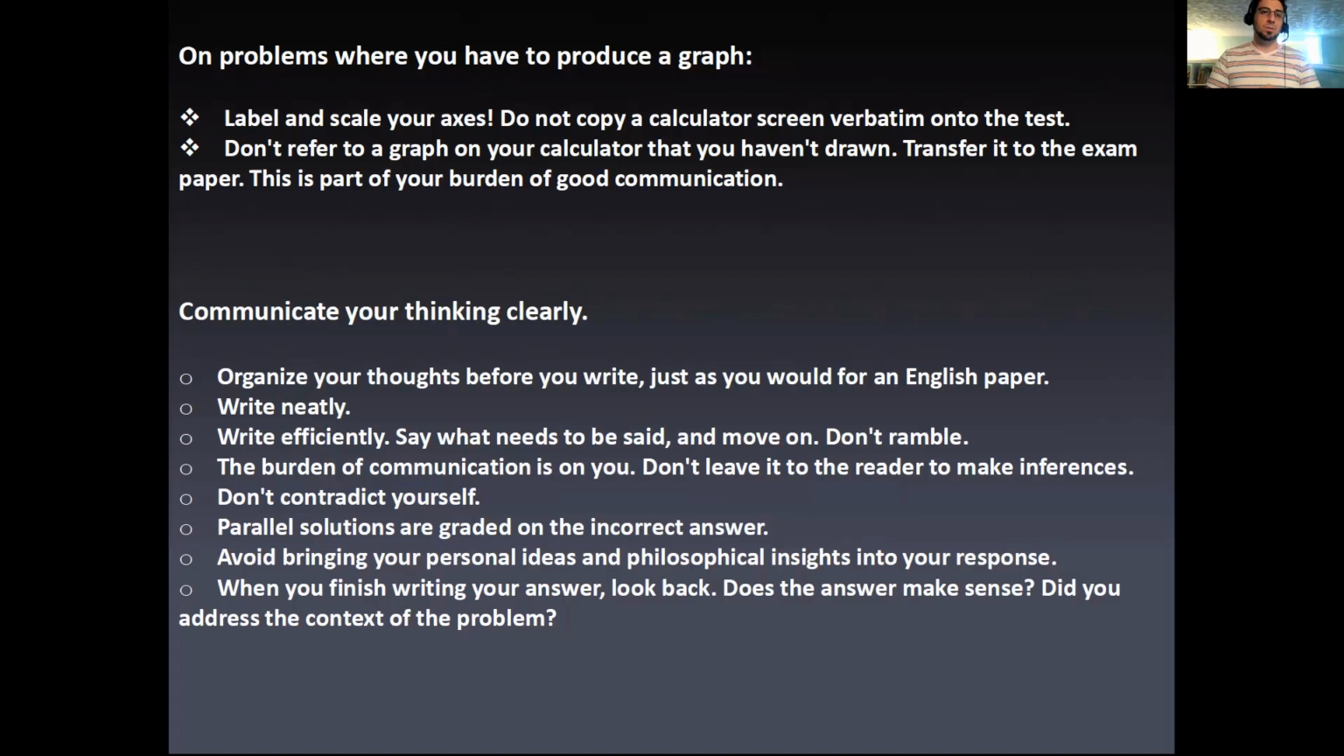and that's just part of doing good statistical communication. Also, on that note, make sure you communicate your thinking clearly. Organize your thoughts before you write, just as you would on an English paper, where we have to write an essay. Make sure you write neatly and clearly. I can't tell you how many times I've had to return a student's paper because I just could not read it and decipher it. It might have been right, but I couldn't tell what they wrote down. Write efficiently, say what needs to be said, and move on. Don't ramble. And it's your job to communicate, okay? It's not the grader's job to try to decipher what you really meant. So make sure you communicate clearly using correct statistical terminology and vocabulary.